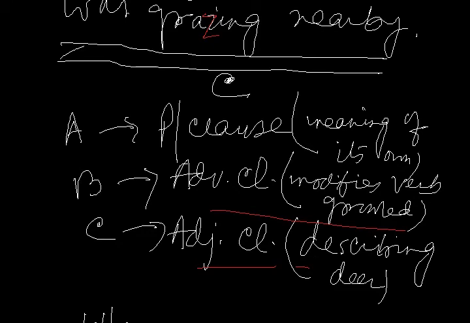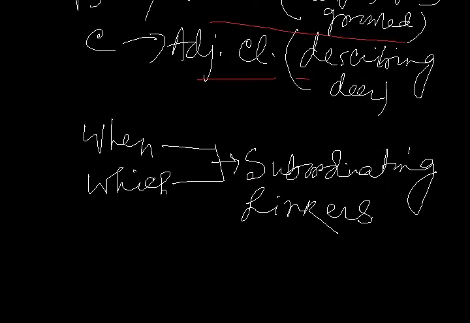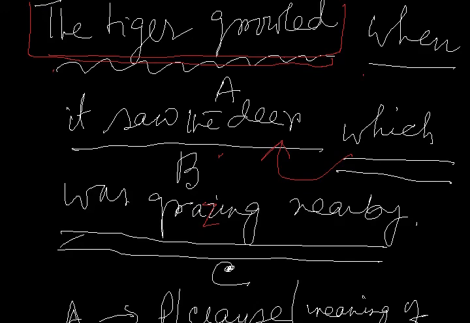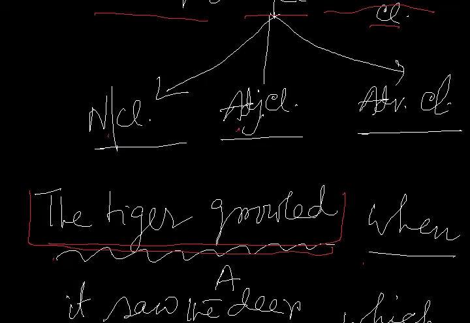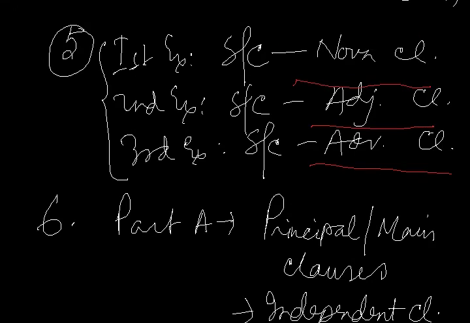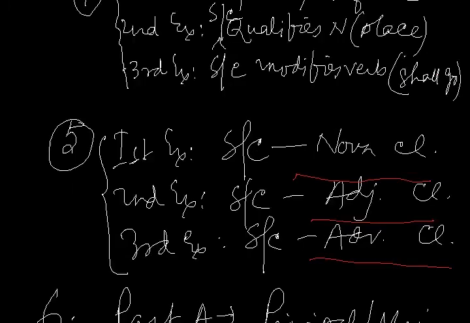One thing is also to be noted: when and which, used in these sentences, are called subordinating linkers. I think you have understood what a clause is, and you have to remember that the kind of clause depends upon the work it does in a sentence. And you have also seen that the same clause can be used as a noun clause, an adjective clause, or an adverbial clause. So be aware of this.